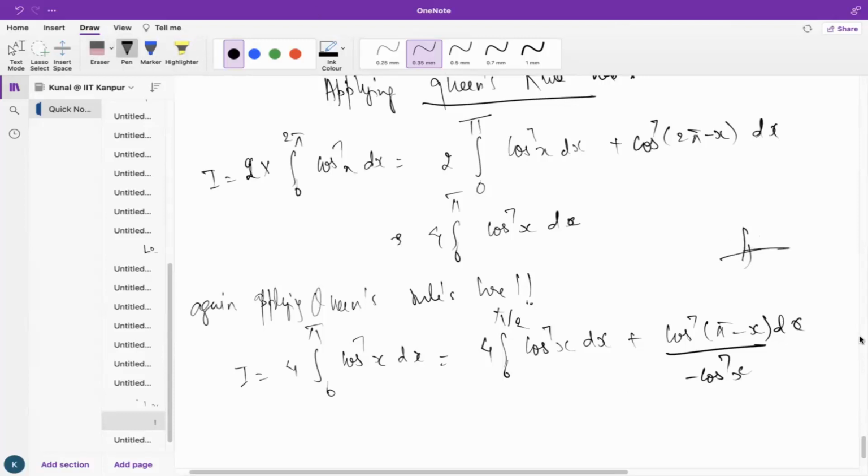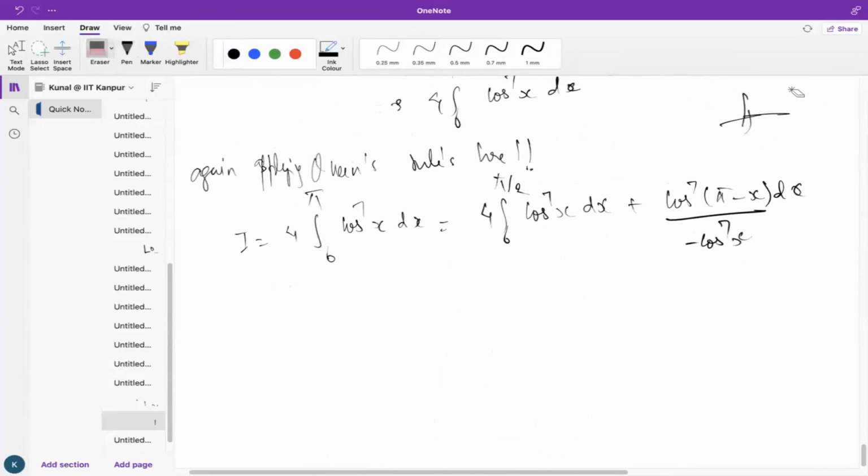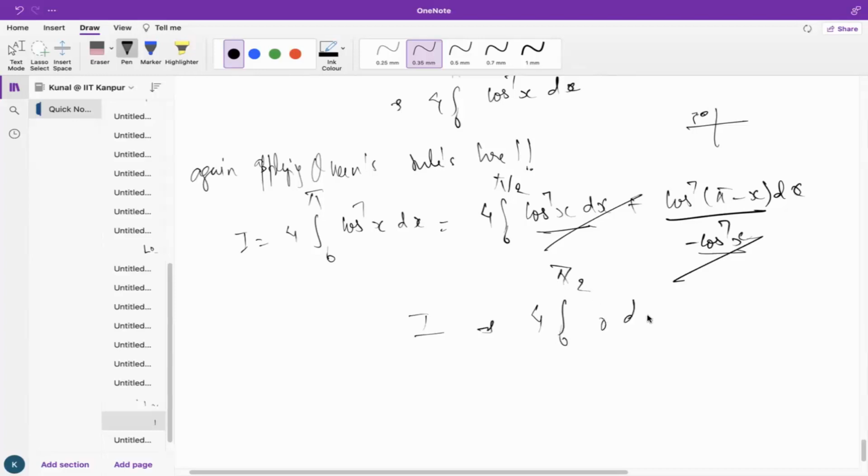Let me write it in a clear way here. This value actually lies in the second quadrant, pi minus x. And both values are the same with opposite sign. So both get cancelled. So our I is like 4, 0 to pi by 2, 0 dx. Like the I value is 0. So if you look at this question, our integral value is 0, by the way.